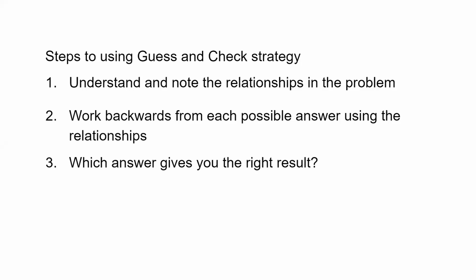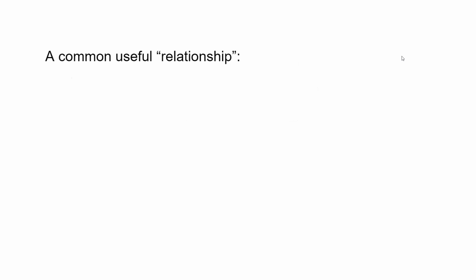Then we're going to work backwards from each possible answer using these relationships. If we're successful, one of those possible answers is going to reveal itself as being the correct one because it's the only one that will agree with the statement in the problem. That probably sounds kind of confusing at this point. Hopefully, it will make more sense after we go through 4 examples.